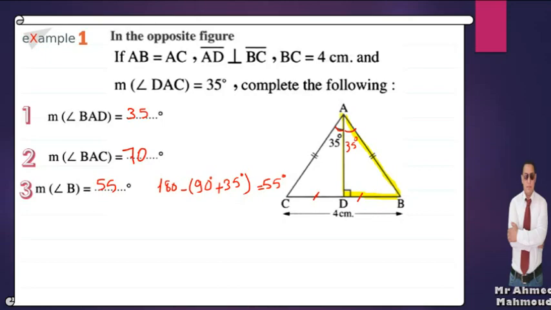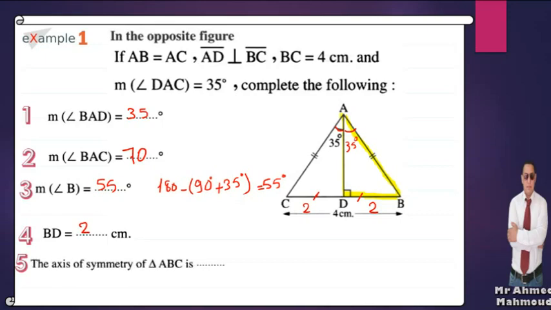Then the angle B equals 55 degrees. Okay. Number 4, BD equals what? Because BC equals 4 centimeters and the perpendicular to the base bisects the base, then this one equals 2 and this one equals 2 centimeters. Number 5, the axis of symmetry of triangle ABC is what? This line AD is the axis of symmetry, but the word axis means straight line. Then when we write AD, we write it with a straight line above it.